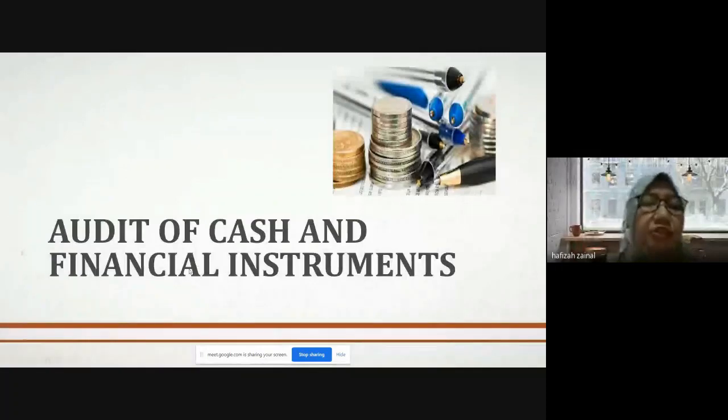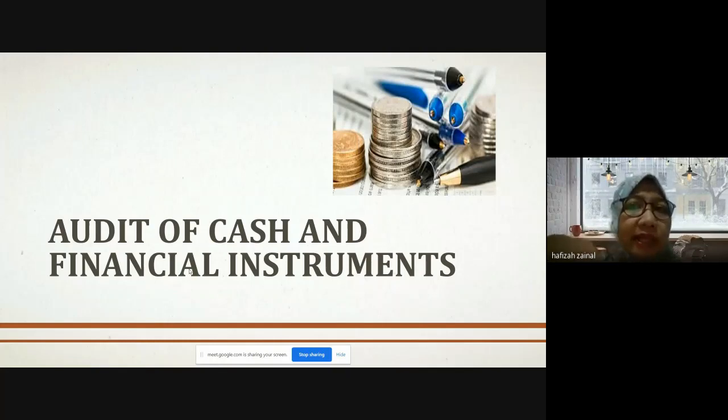Cash and financial instrument. So when we audit this particular section, if you can recall, if you have learned somewhere in your financial accounting and reporting subject, if you already learned how to prepare a cash flow statement, you have the last line where you have cash and cash equivalent.